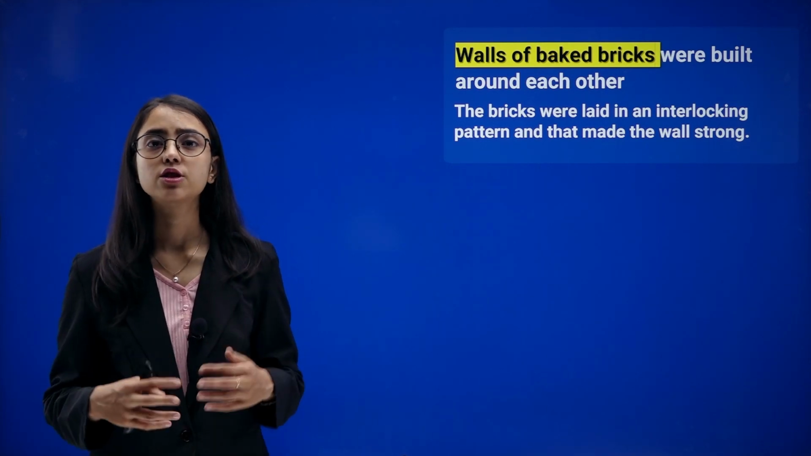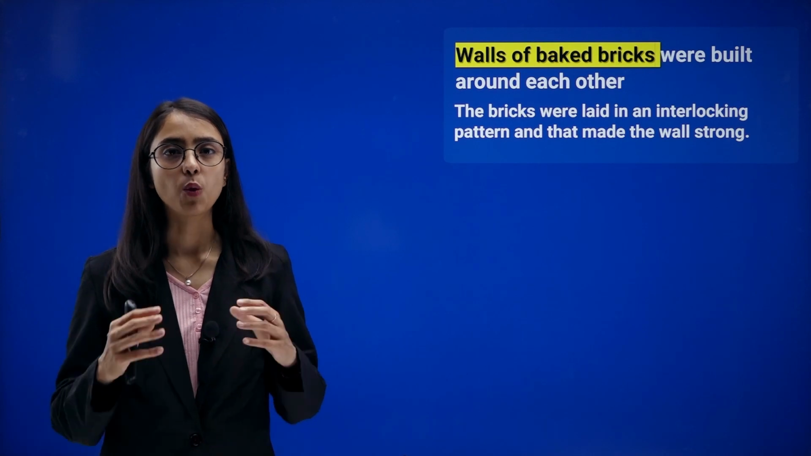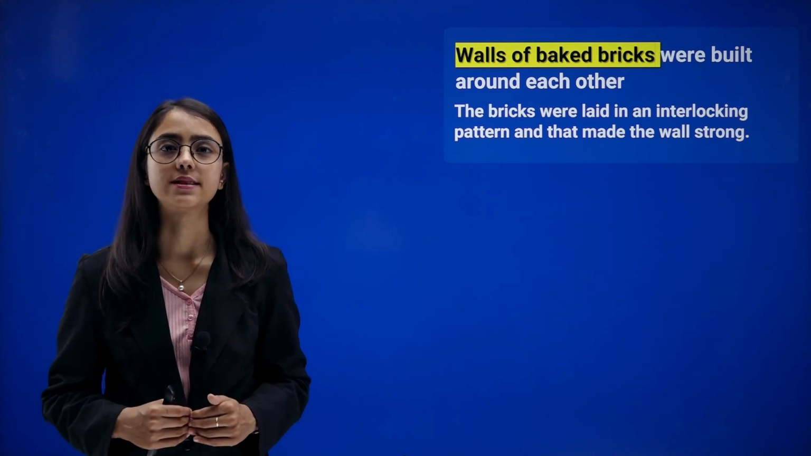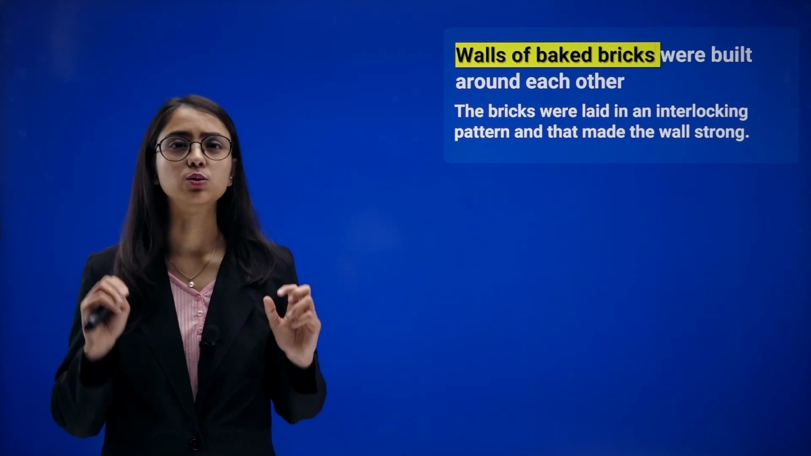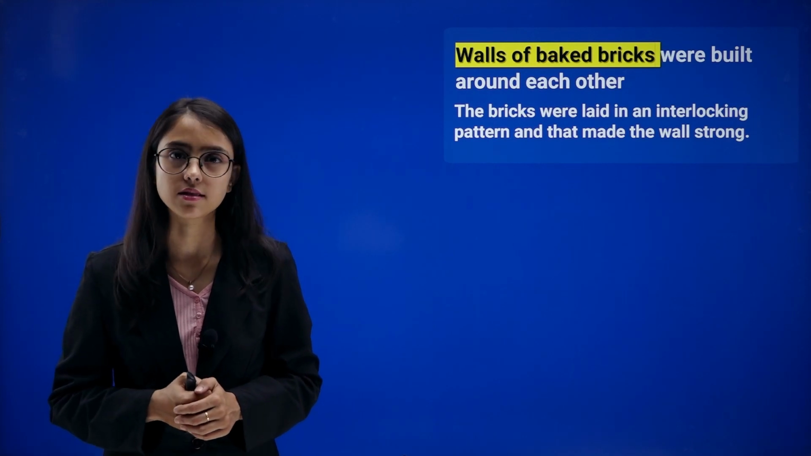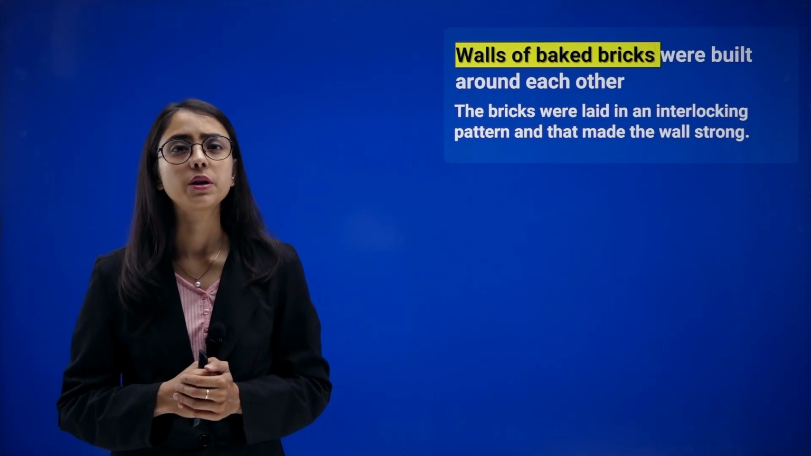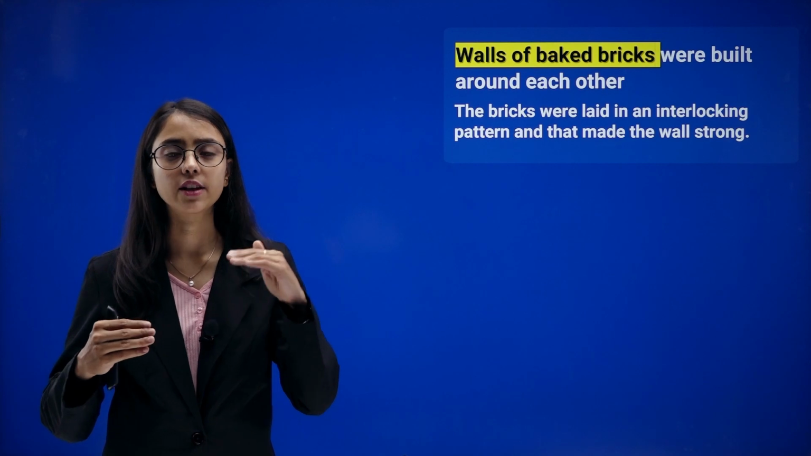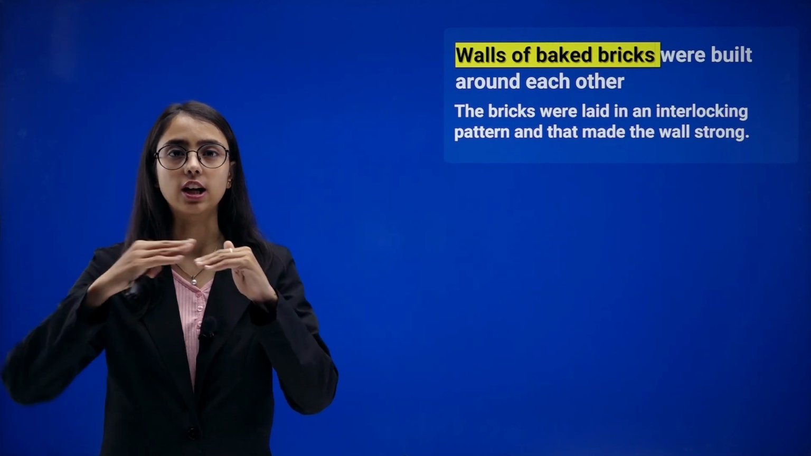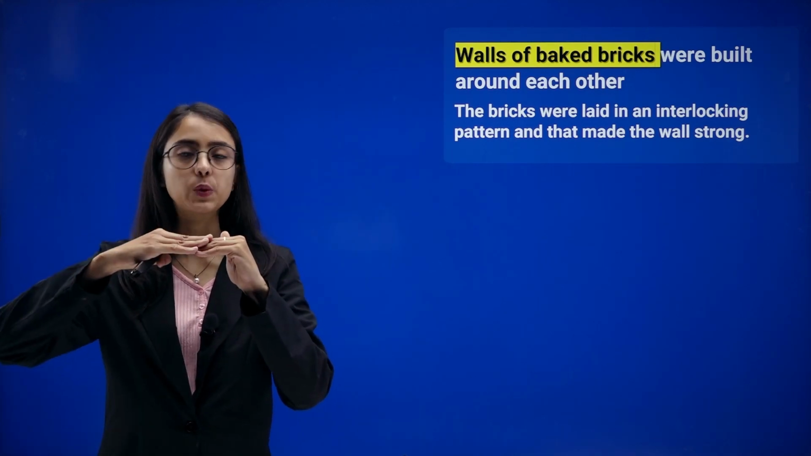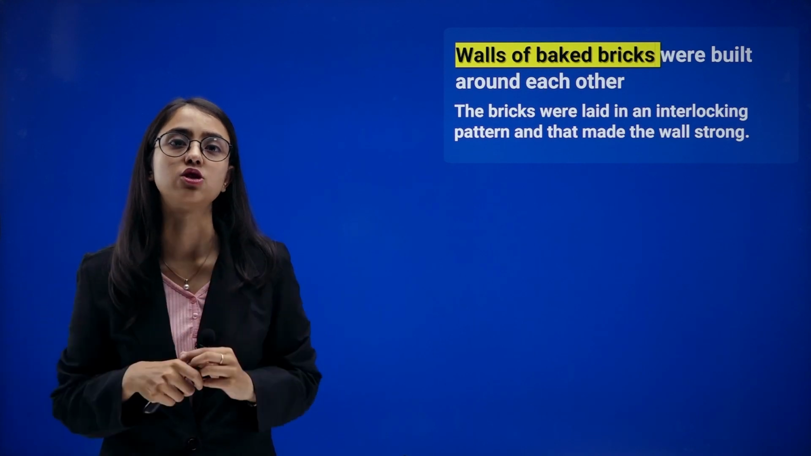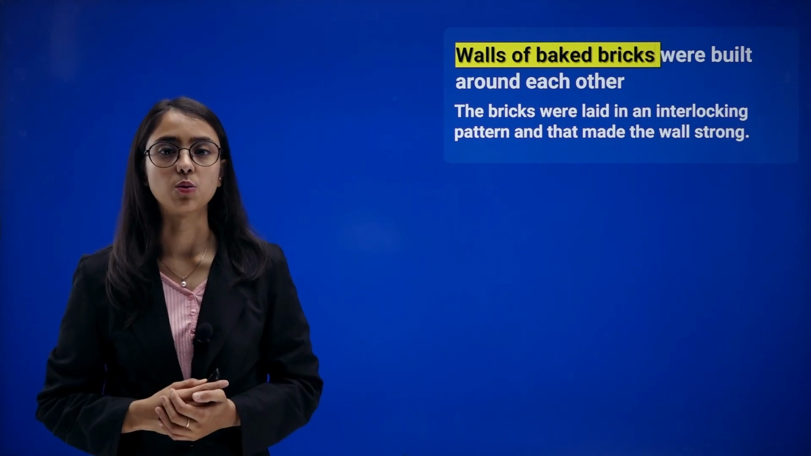So in the civilization, how were walls made? Walls were made by baked bricks. As in today's time, our houses are made by bricks and cement, isn't it? At that time also, people used baked bricks, and they were set in an interlocking pattern, as in one was here, so the other one was there. They were interlocked with each other to give strength to the walls.